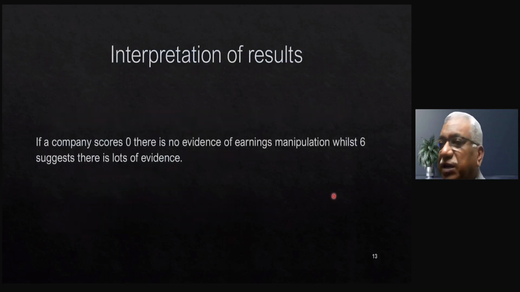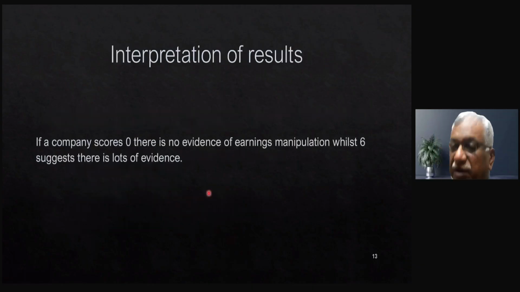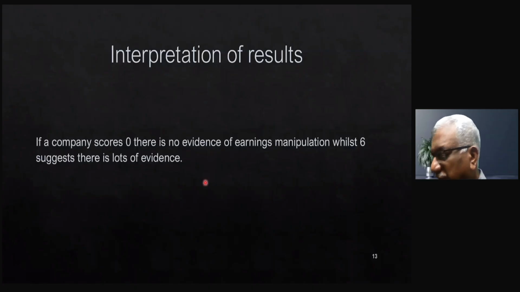So when you get the number, if there's 0, it means nothing happened. And as it's going towards 6, 6 is the highest, because there are only 6 heads we have here. If it's going towards 6, then there is a very strong red flag that your accounts are window dressed or manipulated. So this is the first thing you would do. So this is the first step, the Montier score.